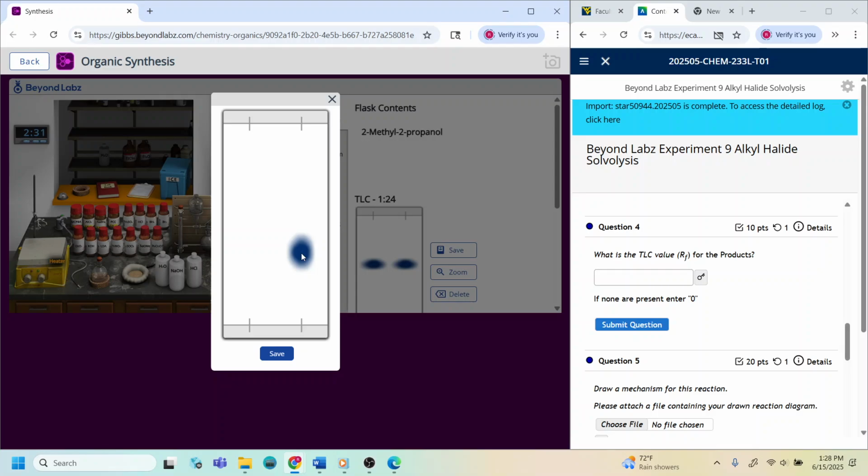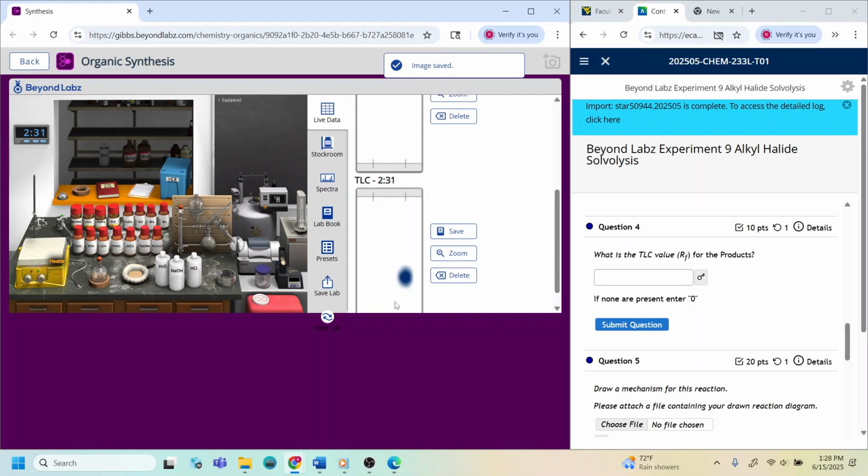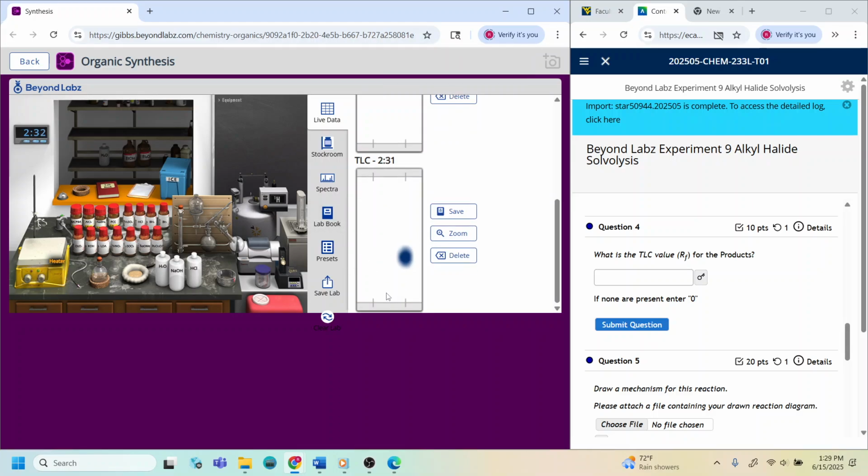So you're going to calculate the RF value of the product again by measuring the distance from the spotting line to the center of the spot, and you divide that by the distance from the spotting line to the solvent front. And you should get a value for the RF, and this RF value has to be lower than that of your starting material. Okay, we're going to save the TLC again so that when I go into your lab book, I can see all of this data.